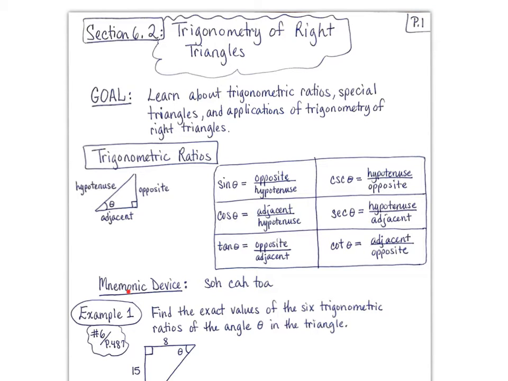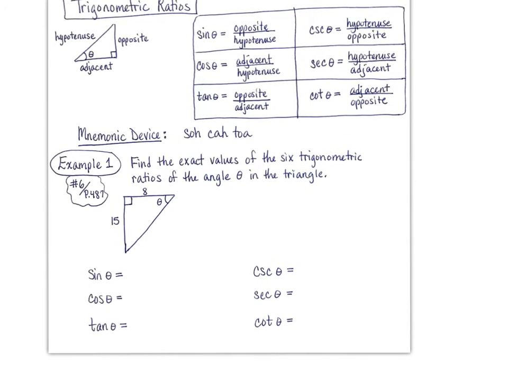Okay? A mnemonic device that many people use for this is SOHCAHTOA. So SOH, sine is opposite over hypotenuse. Cosine is adjacent over hypotenuse, and TOA, tangent is opposite over adjacent. Okay? So this will be what you'll use all day today. So make sure you are familiar with this. So let's look at an example.